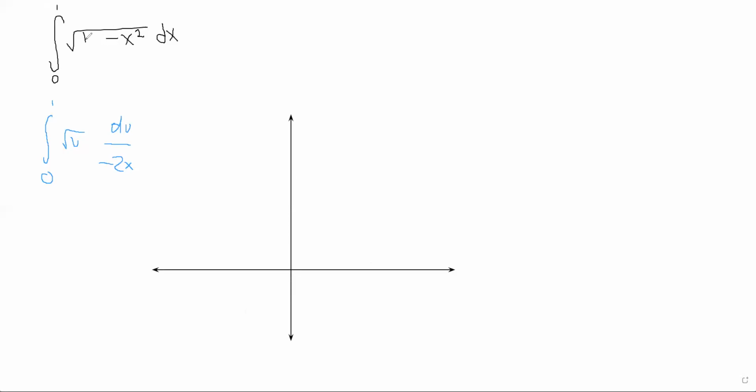The general case would be r squared minus x squared, where r would be the radius. In this case, r squared is 1, so we have a radius of 1. It would look, hang on, let me draw it here. So this is what it would look like, except we don't have the bottom half. So this is our function.